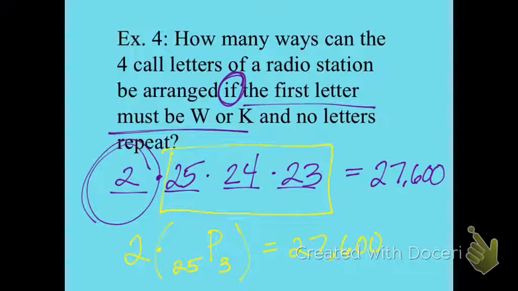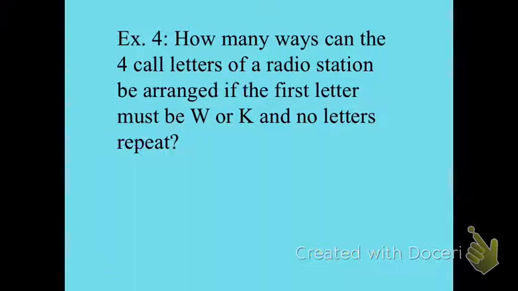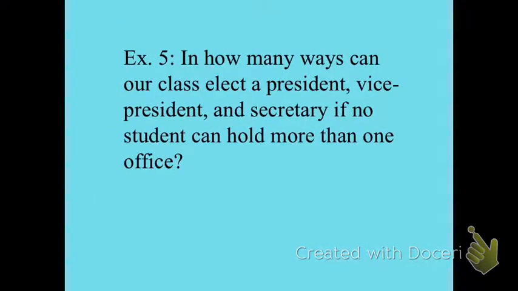Why do you multiply by 2 on the bottom? Because I'm pulling out my condition. So conditions always, like if the first letter must be W or K, we call that a condition. And you multiply it by that, yes. So that condition comes out first, and then we do a permutation on what is left.